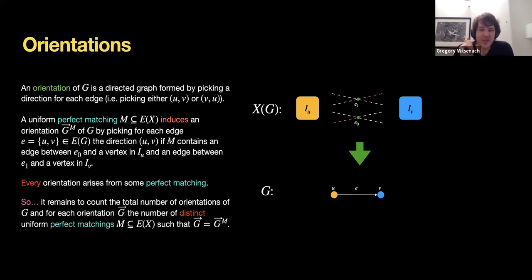And so again, now we've reduced the problem. We now need to count the number of total orientations, that's easy, and the number of distinct uniform perfect matchings that induce each of those orientations. And then we've counted the number of perfect matchings in the graph.